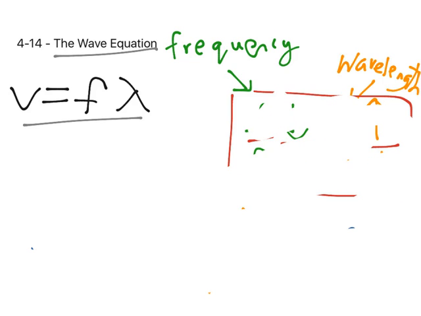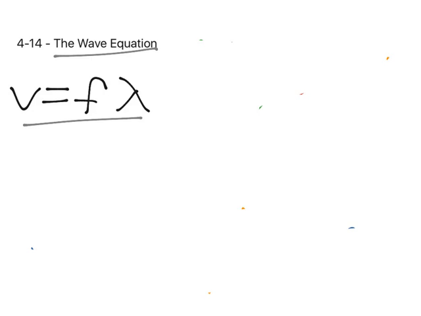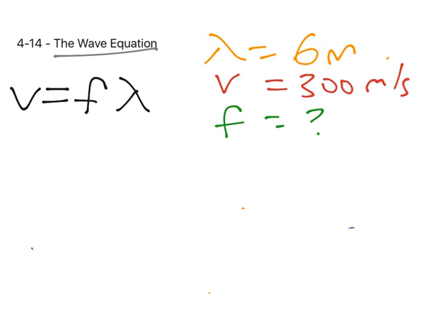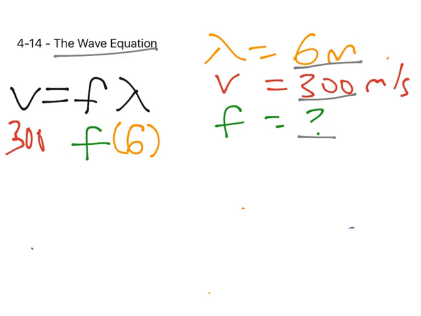Let's use the wave equation to solve some problems. For example, wavelength is 6, velocity is 300, frequency we don't know. Okay, for this one, velocity is 300. Let's use different colors for these. Okay, so wavelength is 6. So under wavelength I have 6. The velocity is 300. So under velocity I have 300. Frequency I don't know. So I just put frequency right here.